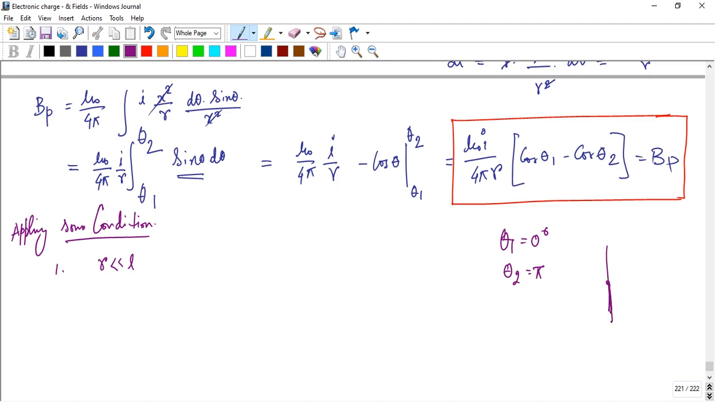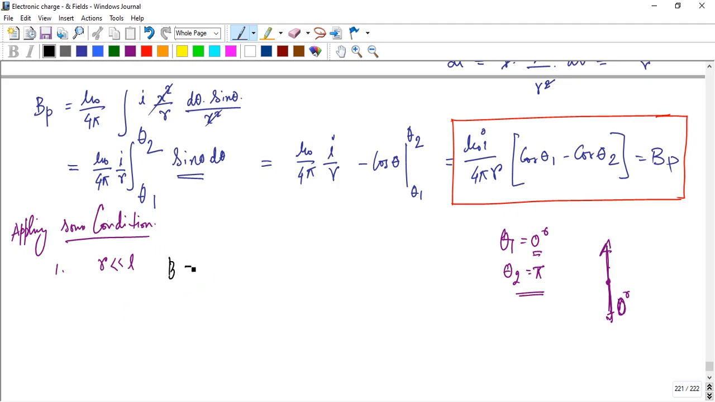If the directions are the same, cos 0, sin 0. The opposite direction angle is 180 degree. If both are in the same direction, the angle is 0 degree; if both are in opposite directions, there is a 180 degree difference, so the angle between these two lines is 180 degree. So theta 1 is 0 degree, theta 2 is pi, 180 degree. Now put the value here.